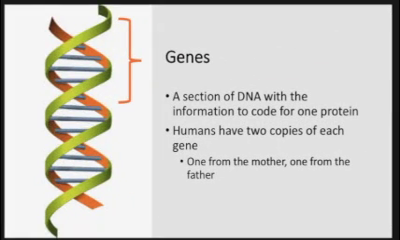Genes are a section of DNA that determine which proteins individual cells will manufacture and what function particular cells will perform. These are the basic units of heredity. Humans each have one copy of a gene from their biological mother and one copy from their biological father.